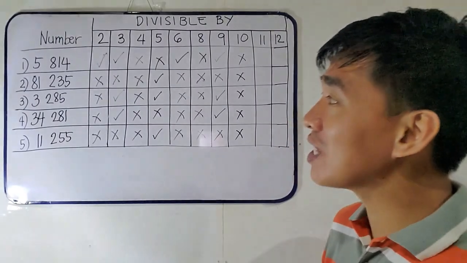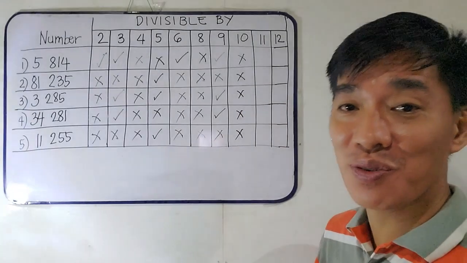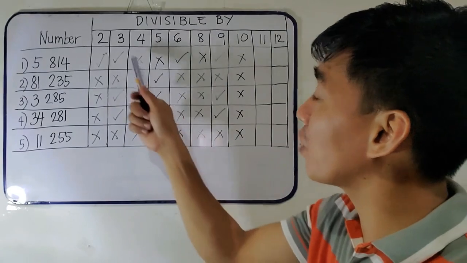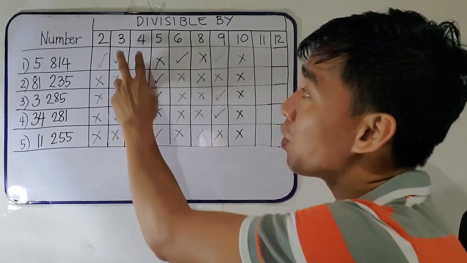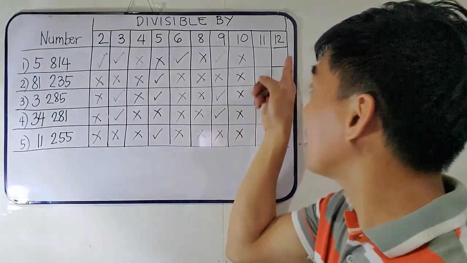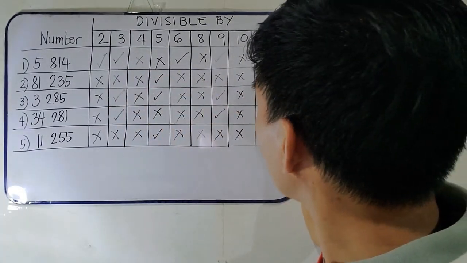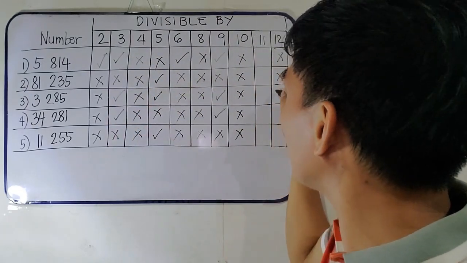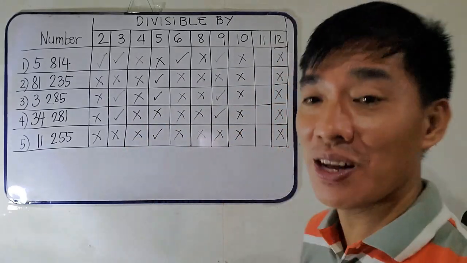And now let's proceed to 12. Before we proceed to 11, let us first answer 12. It would be easier for us to tell if a number is divisible by 12 because we already have the column for 3 and the column for 4. That's supposed to be divisible by both 3 and 4. So if there's a double check, check for 3 and check for 4, that's automatically divisible by 12. This one is not divisible by 12 because there's only one check. This one is not divisible by 12, and neither are the rest.